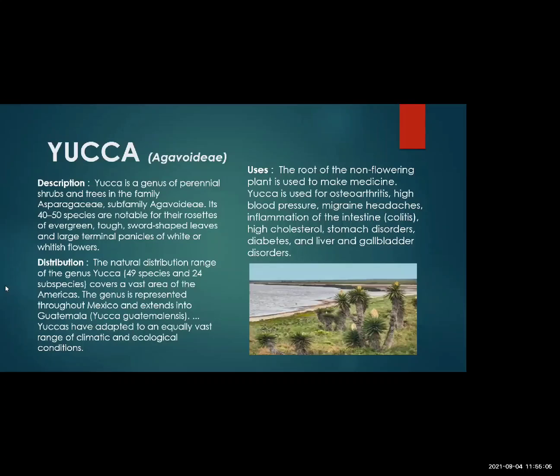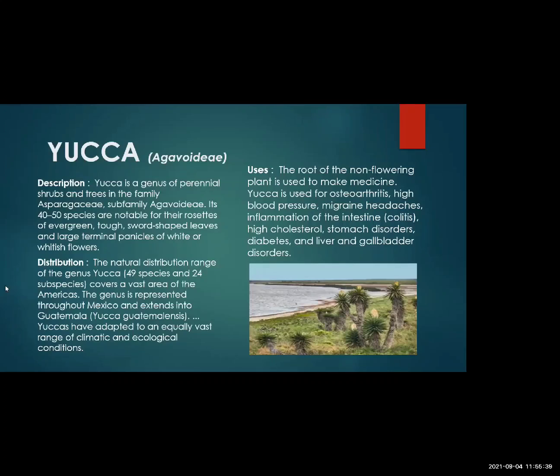Scientific name is Yucca agavoides. Yucca is a genus of perennial shrubs and trees in the family Asparagaceae, subfamily Agavoideae. Its 40 to 50 species are notable for their rosettes of evergreen, tough, sword-shaped leaves and large terminal panicles of white or whitish flowers.